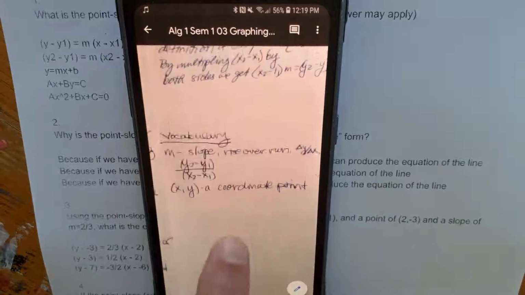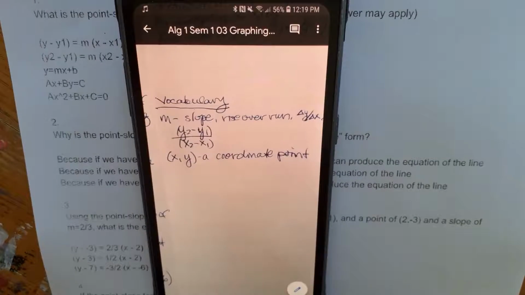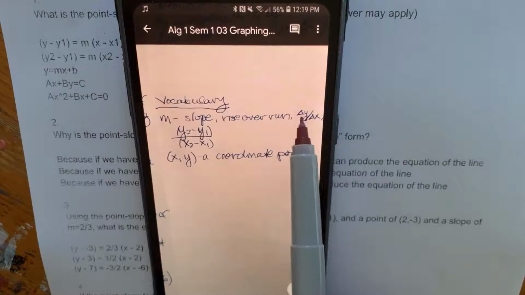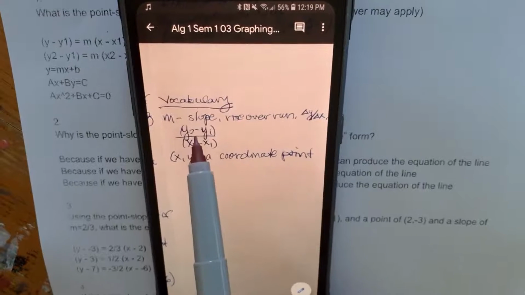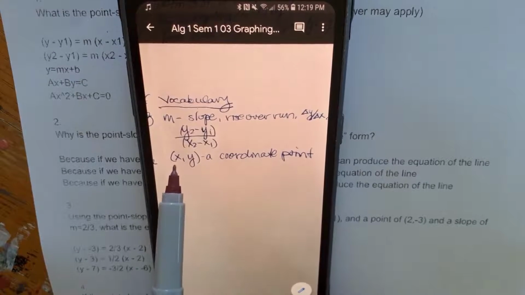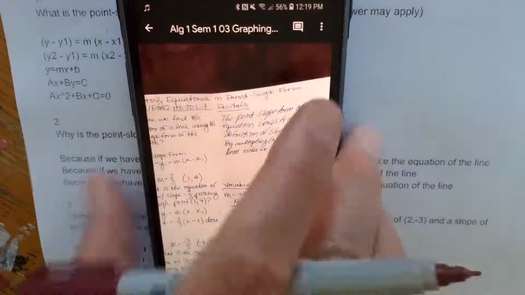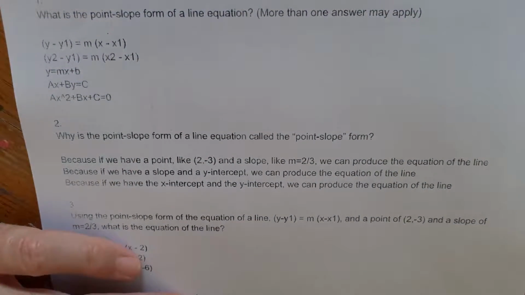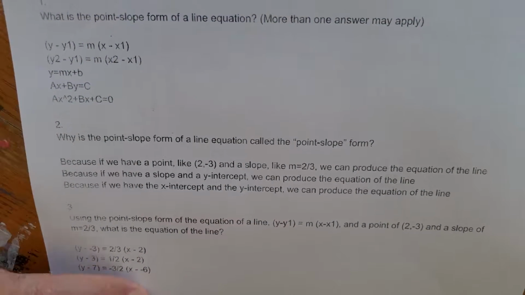All right, so you're going to write these examples in your comp book on the correct pages. You're also going to write down some things about slope, which is rise over run, which is delta y over delta x, which means change in y over change in x. And for a coordinate point, you're going to remind yourself of x comma y. All right, with that said, let's go and look at the problems for this lesson.